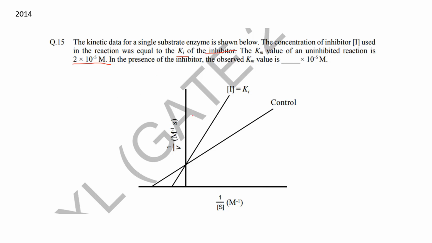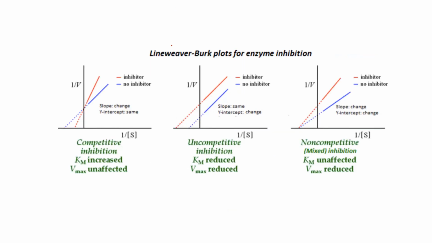So let's look at this graph. Here again we see that the y-intercept is the same. Therefore Vmax for both the reactions is the same, and this is only true in the case of a competitive inhibitor, as I have explained. In competitive inhibition the Vmax is the same, the y-intercept is the same, and in no other inhibition is it the same. Not in uncompetitive as well as non-competitive. So we have to use the competitive inhibition equation.